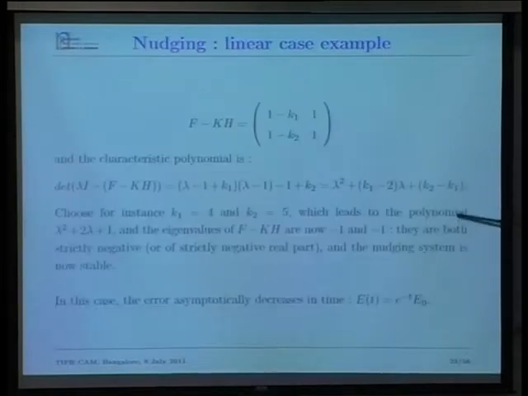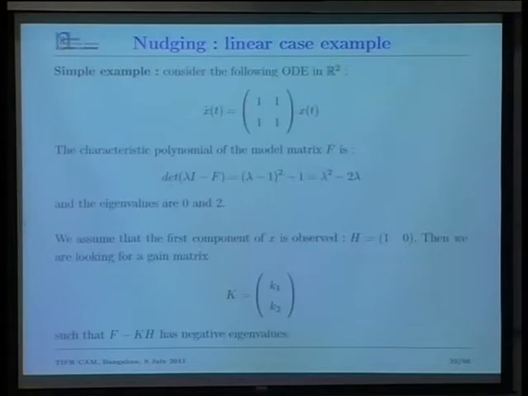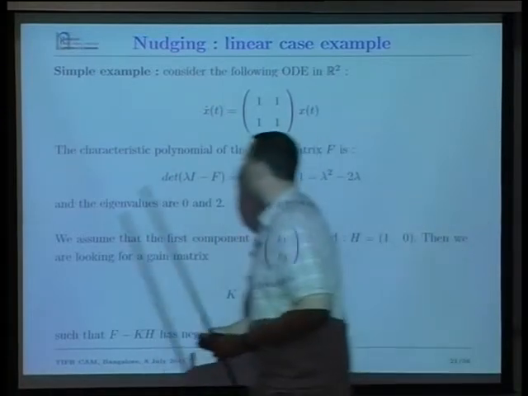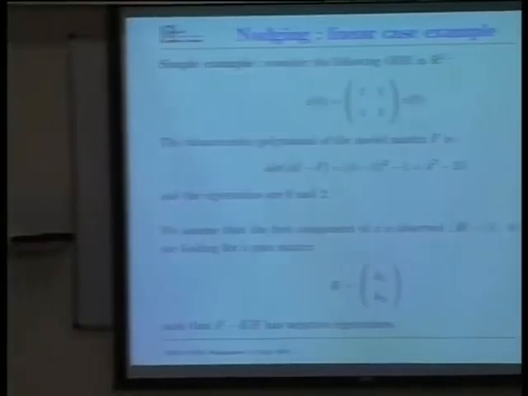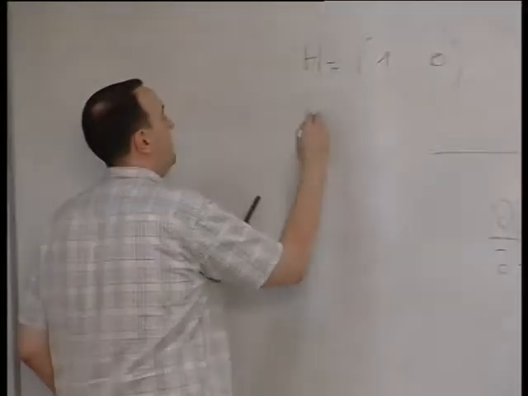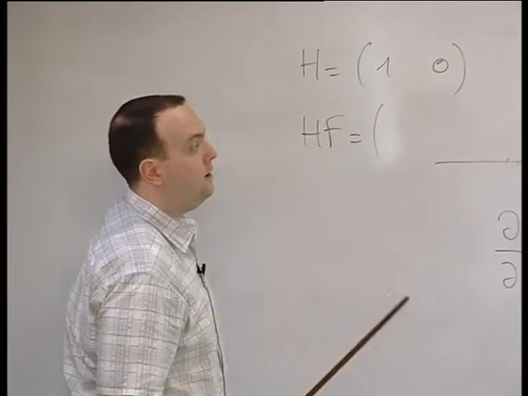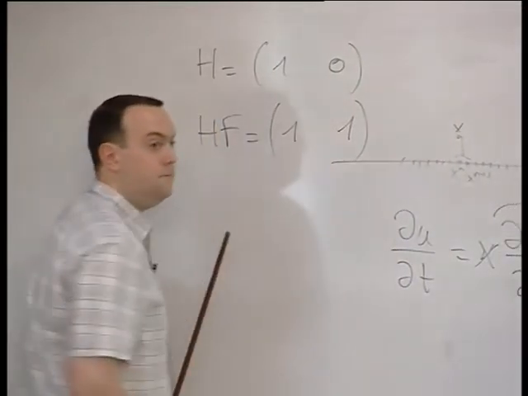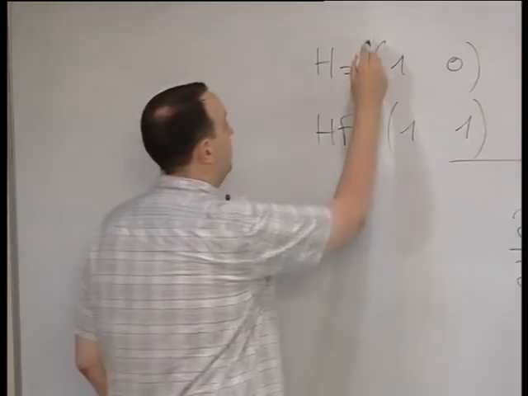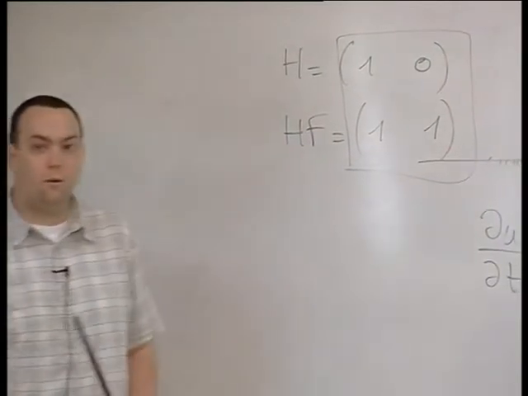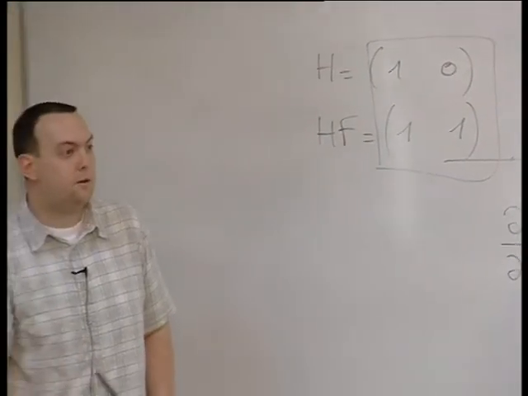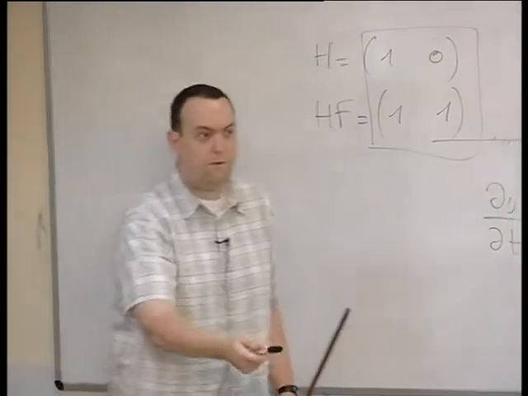In this case, it's easy to compute H and F and HF, sorry. And so we will see if the observation condition is satisfied. So H is (1, 0). HF is (1, 1). You compute this matrix, and you can see that the rank is 2. So the observability condition is satisfied. So there exists K.